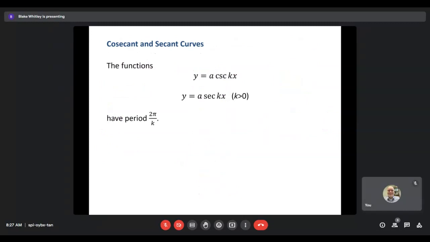All right, so now let's look at our cosecant and secant graphs. So remember, the original period of cosecant and secant is 2 pi. So if we're adjusting the period now, it's going to be 2 pi divided by that k value, just like sine and cosine were.